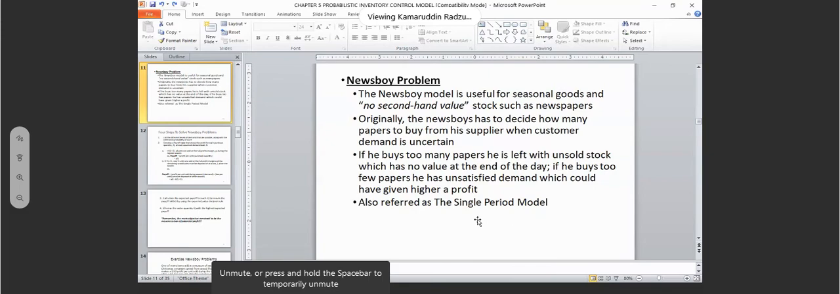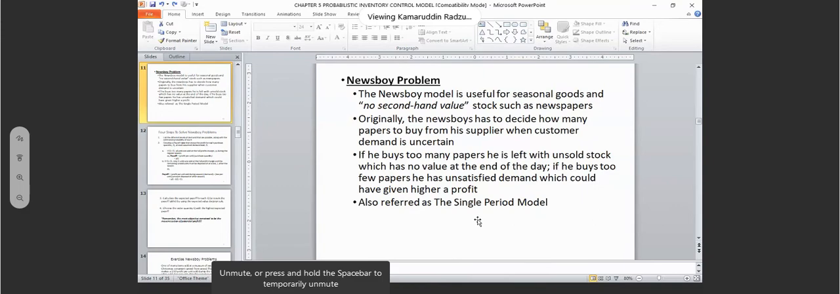So originally the newsboy has to decide how many papers to buy from his supplier when customer demand is uncertain, and if he buys too many papers, he is left with unsold stock which has no value at the end of the day. If he buys too few papers, he has unsatisfied demand which could have given a higher profit.